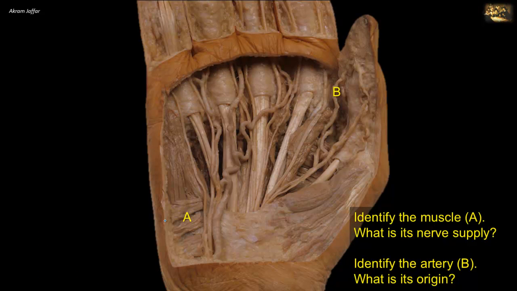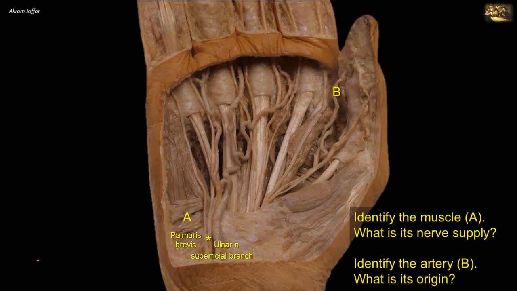Identify the muscle A, what is the nerve supply? Identify the artery B, what is its origin? Muscle A is a thin quadrilateral muscle that lies most superficial over the hypothenar eminence. It is relatively unimportant. It probably wrinkles the skin of the medial side of the palm and deepens the hollow of the palm. It is supplied by the nearby superficial branch of the ulnar nerve.